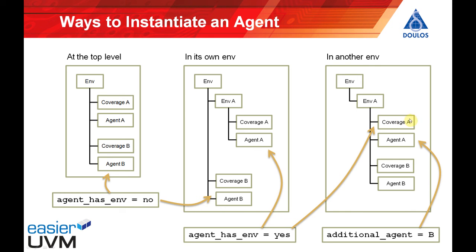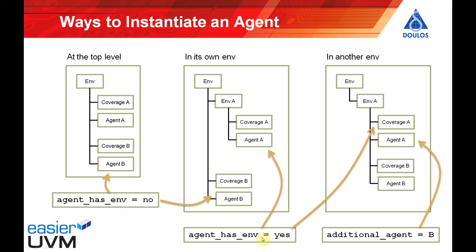So over on the right here, agent A has agent has env set to yes. Agent A is instantiated within its own env, within the top level env. And the interface template file for agent A has a setting that says additional agent equals B. And so agent B is instantiated within the env of agent A. You can set as many additional agents as you like within an interface template file, and that means you end up with a whole collection of agents all within the same env within the top level env. So there we are, there's a few choices.